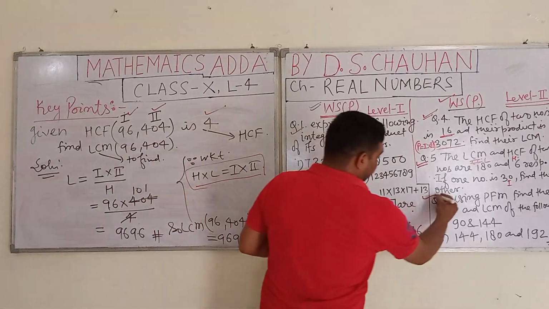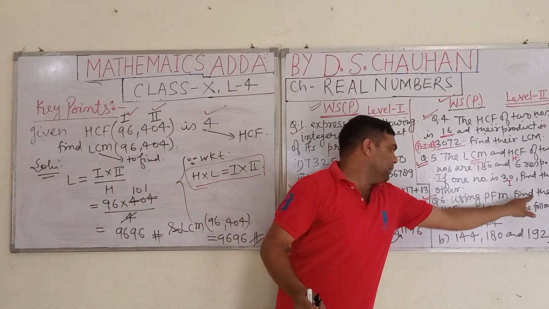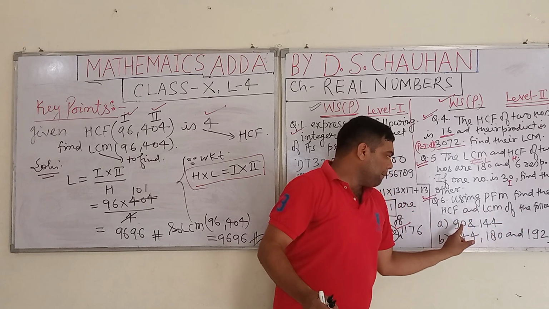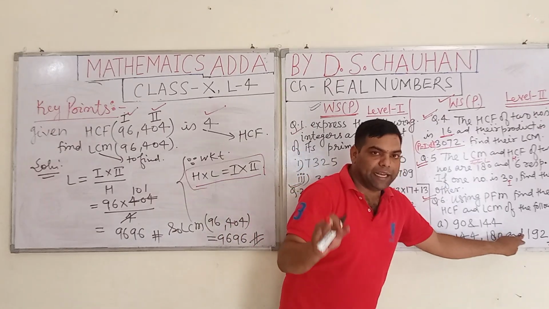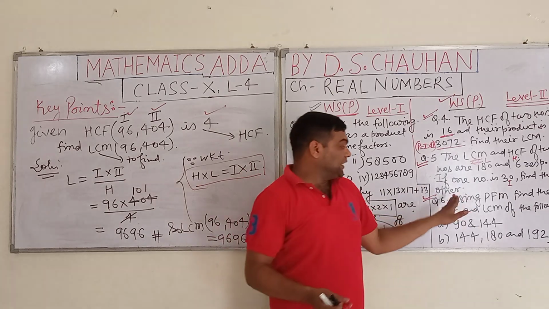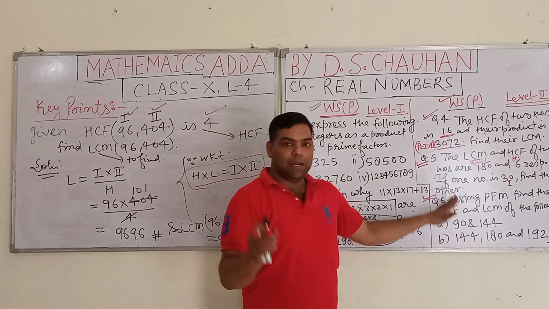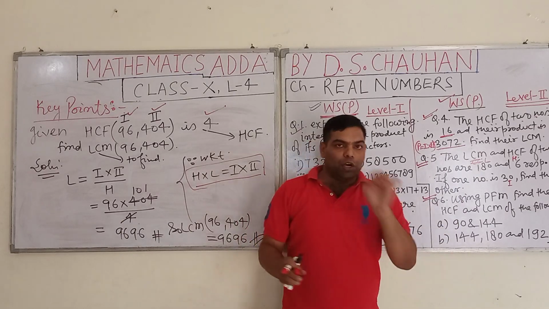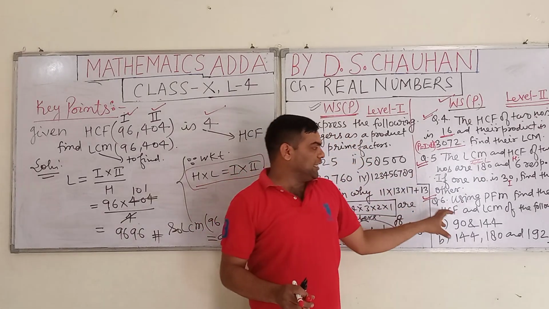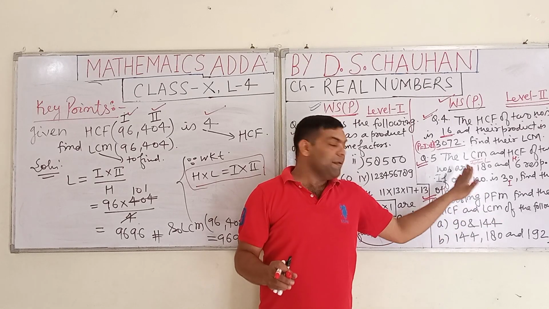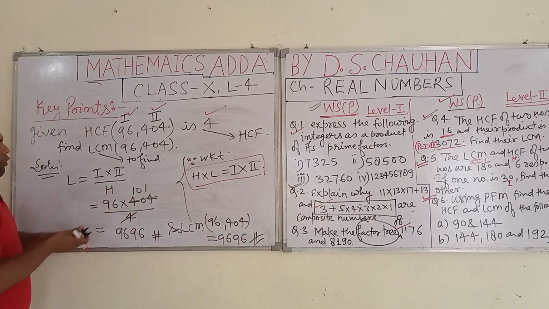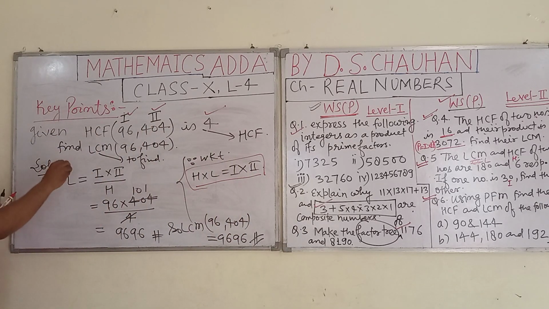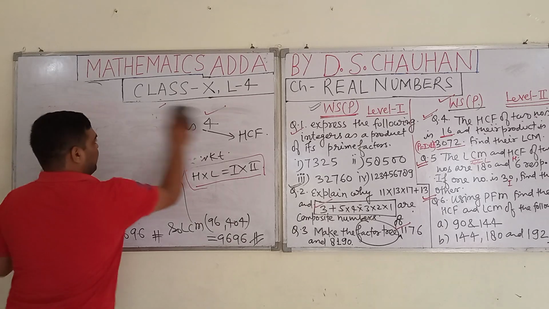And here question number 6. Using prime factorization method, find the HCF and LCM of the following: 90 and 144, 144, 180 and 192. Okay students, you have seen such type of illustration or example in my previous lectures where I have told you how to find out the HCF and LCM of the numbers with the help of prime factorization method under the concept fundamental theorem of arithmetic.